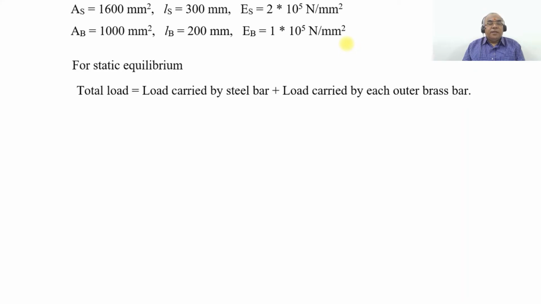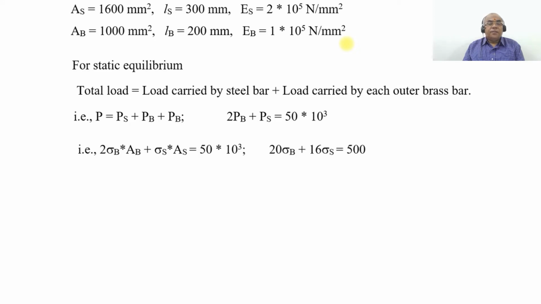The total load will be equal to the load carried by the steel bar plus the load carried by each of the outer brass bars. That is, P will be equal to PS plus PB plus PB. So 2PB plus PS will be equal to P, that is the total load, which is given as 50 kilonewton, which is 50 into 10 to the power of 3.